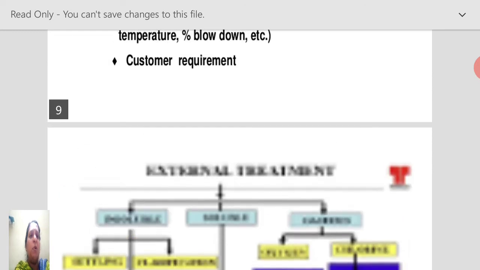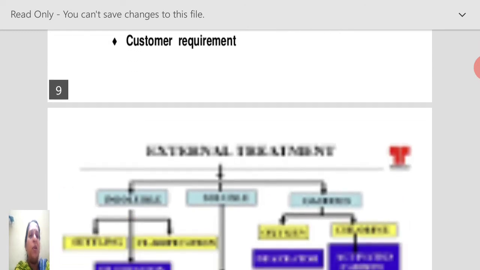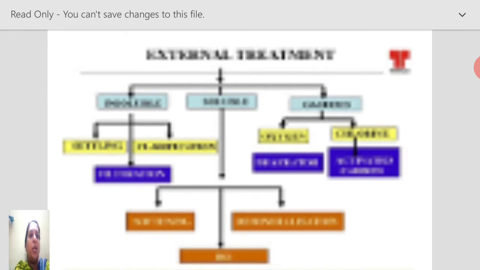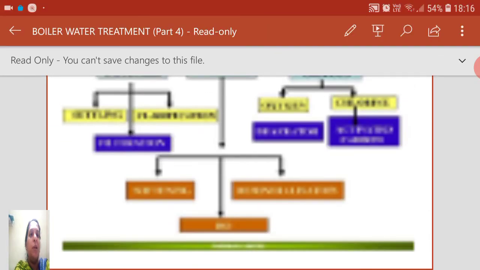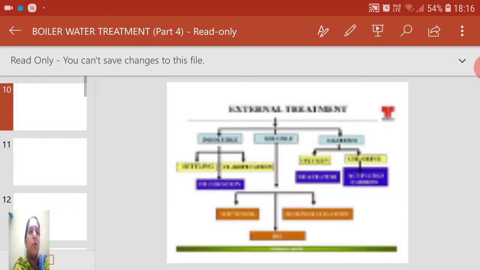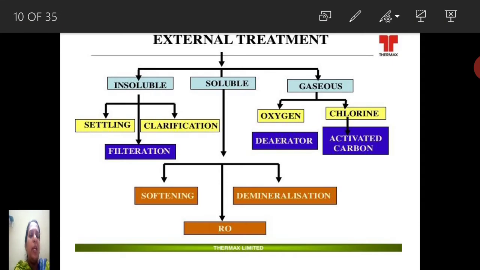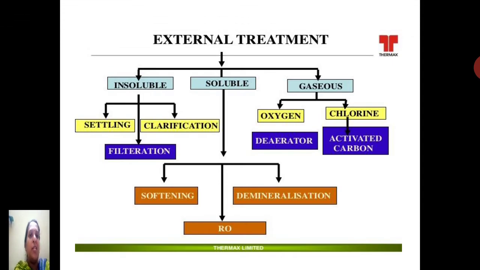Now let's see about the external treatment, what we have to do for this feed water. In the external treatment, we have insoluble, soluble, as well as gaseous impurities. All these substances are present in the feed water, and they have to be removed. In the case of external treatment, if it is insoluble, we can do it by settling, clarification or filtration mechanisms. If it is soluble, we can go with softening or demineralization as well as reverse osmosis.